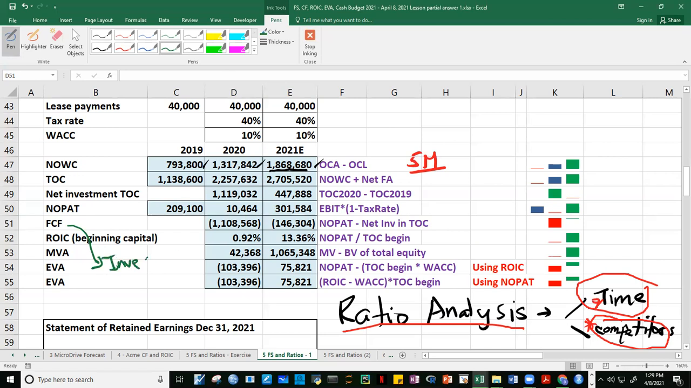Cash flow available for distribution to investors after setting aside or after investing your requirements for operating capital. Kaya nga mina-minus natin. NOPAT minus this, you have your free cash flow. Okay, question. So ano yung mga gamit ng free cash flow?